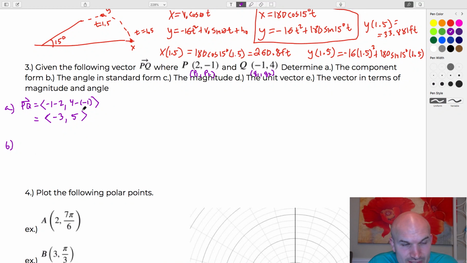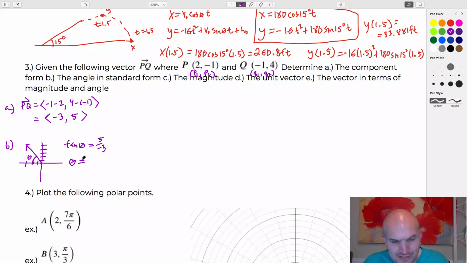To figure out the angle, we need to first understand where this is, and this is in the second quadrant. So we have to be very careful with that when we find this angle. We know that this vector goes 1, 2, 3, and 1, 2, 3, 4, 5. So there's the vector, right? When I use tangent of theta, which is opposite over adjacent, that's going to give me this angle. That is not the angle of my vector, though. So let's figure that out. I'm going to do tangent inverse. Oh.